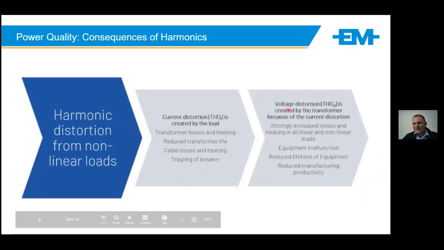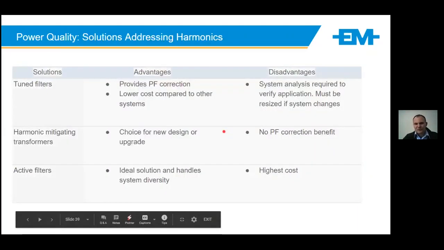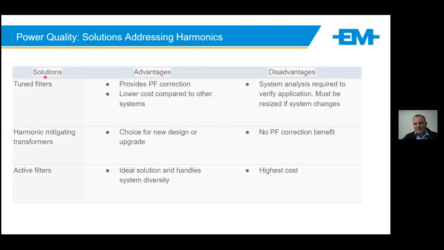Obviously, if you've got a voltage distortion, all your products on that site will be affected by that voltage distortion. That will reduce lifetime on equipment, cause additional equipment malfunction, and reduce productivity. So how do we fix this? We've got to look at current distortion, and we've got to reduce this by addressing the load that is causing the problem. There are different ways to do this.